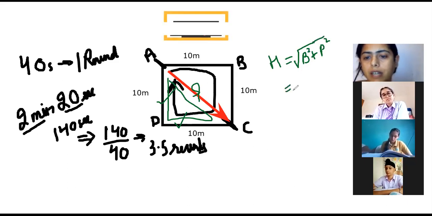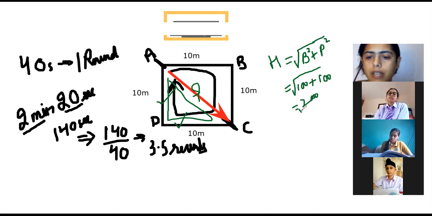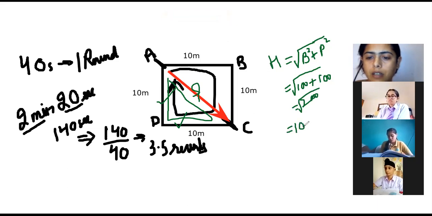B is 10. B square means 10 square is 100, plus P is 10. 10 square is again 100. 100 plus 100, that is 200. And when you take the root of this, you will get the answer at the last, that is 10 under root 2 meter.